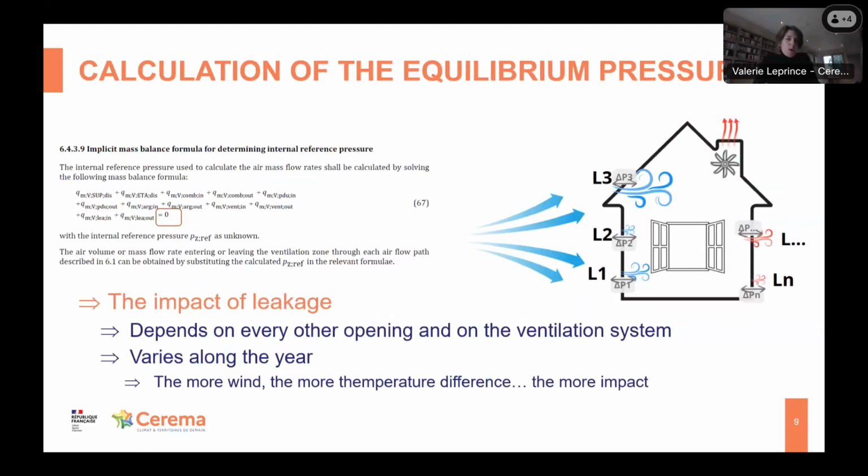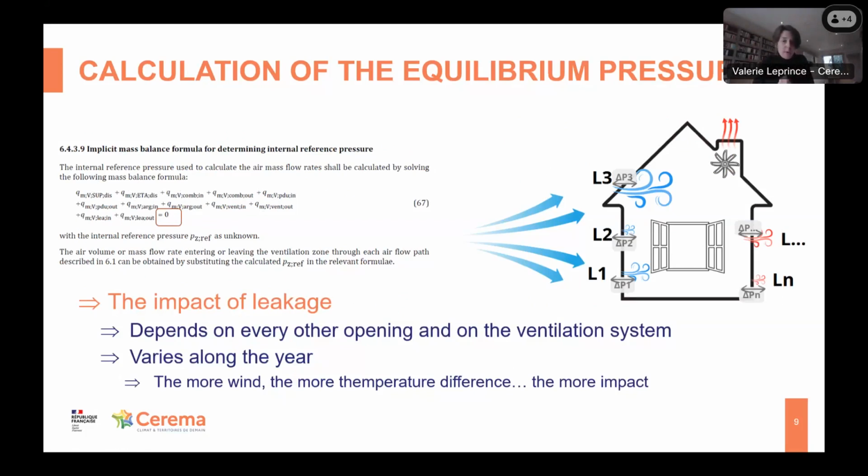So once you have the expression of each flow rate through everything in the building, you calculate the mass balance. You use a solver, whatever it is, to say, okay, the sum of all those flow rates is equal to 0. What is the internal reference pressure to get a 0 here? And then you can go back to estimate the actual flow rate through leakage.